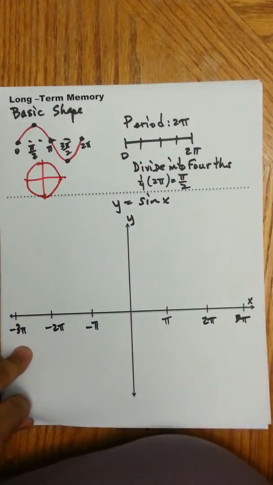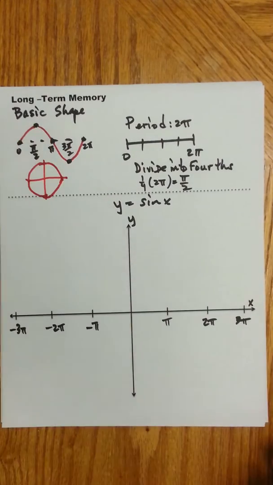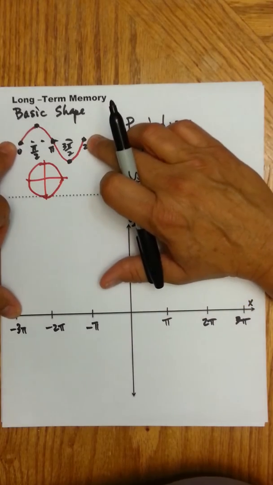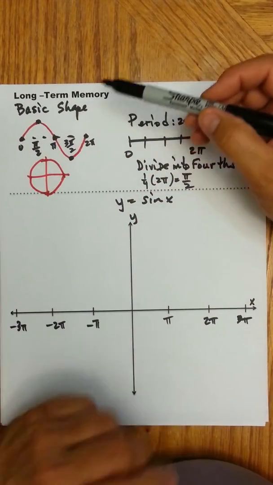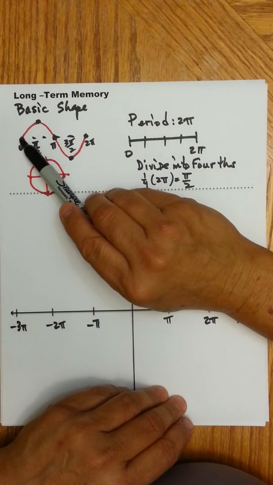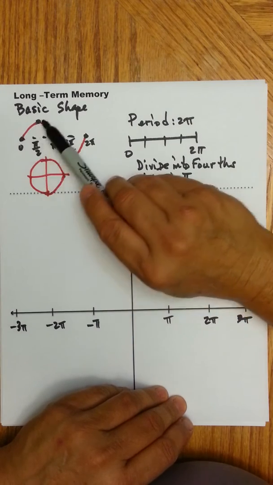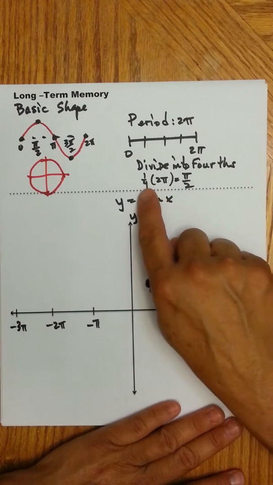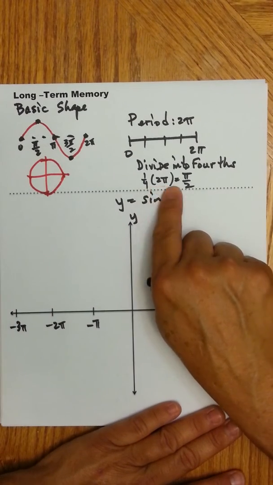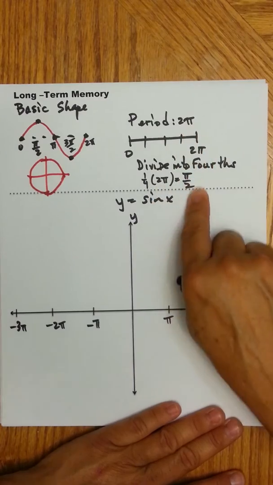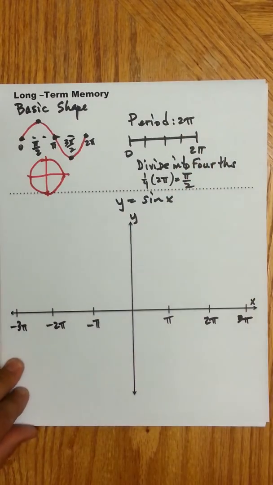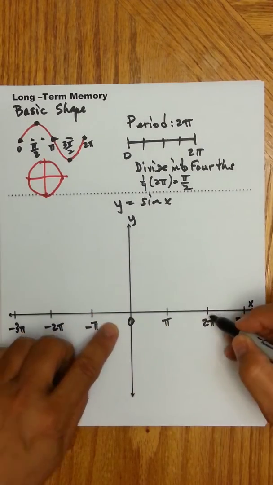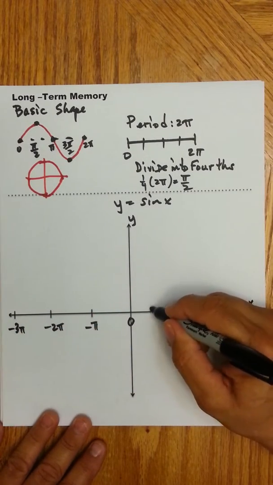So how do we do this kind of quickly? Knowing that your period is 2 pi, you have significant events, meaning you're crossing the axis, you have an intercept, you have a max or a min. You have significant events every quarter of the period, and one fourth of 2 pi is pi over 2. So that's why these are labeled that way. Essentially what you want to do is take your period, which is from 0 to 2 pi, and divide it into fourths.